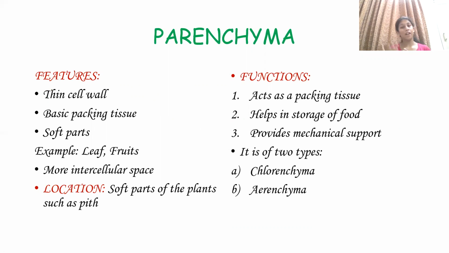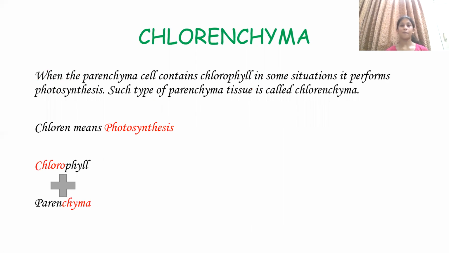So parenchyma is further classified into two types. It is really a vast chapter where it is further classified, and further classified again. It is classified into two types: chlorenchyma and aerenchyma. Chlorenchyma. This is one of my favorite tissues because it is really interesting in its name alone. When the parenchyma cell contains chlorophyll, in some situations it performs photosynthesis. Such a type of parenchyma tissue is called chlorenchyma. So the parenchyma tissue which performs photosynthesis is known as chlorenchyma.